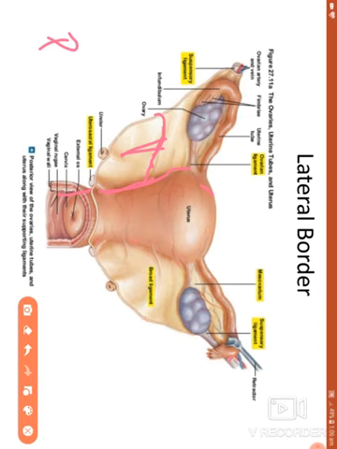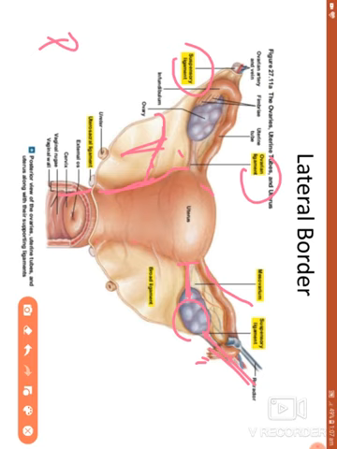Then coming to the contents of the broad ligament, the structures present in it. One is the fallopian tube, or uterine tube. This is the ovary. Here, this is the lateral angle. A ligament connects from the ovary to the uterus; this is the ovarian ligament. A ligament from the ovary to the lateral pelvis, from the tubal pole where the fallopian tube is attached, is the suspensory ligament of the ovary.